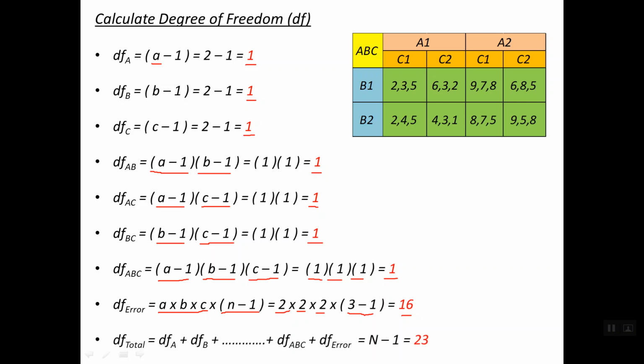Now we can simply calculate the total degree of freedom. We can make a simple summing of all of these degrees of freedom, and if you make a simple summation, you will get 23. Or simply you can use this formula, which is equal to capital N minus 1. Capital N here represents the total observations in all the 8 groups. So we have 24 minus 1, which is 23.